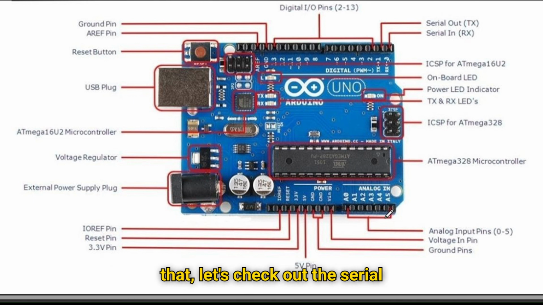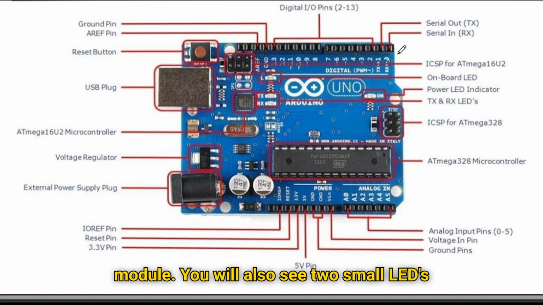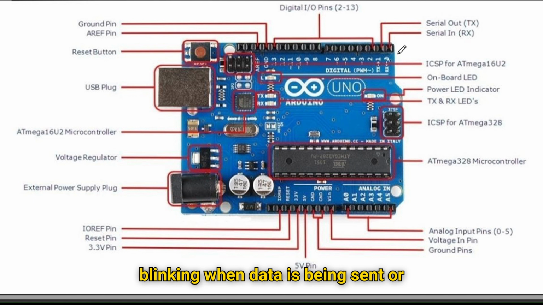After that, let's check out the serial communication pins. That is TX and RX pin. That is transmitter and receiver. These allow the Arduino to talk to other devices, whether it is a computer or another Arduino or even a Bluetooth module. You will also see two small LEDs blinking when data is being sent or received.